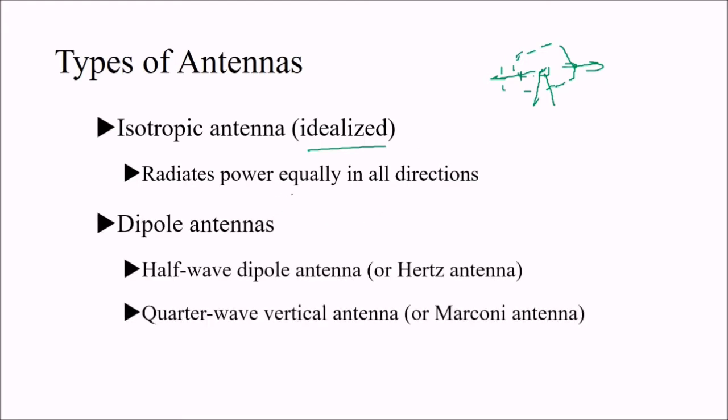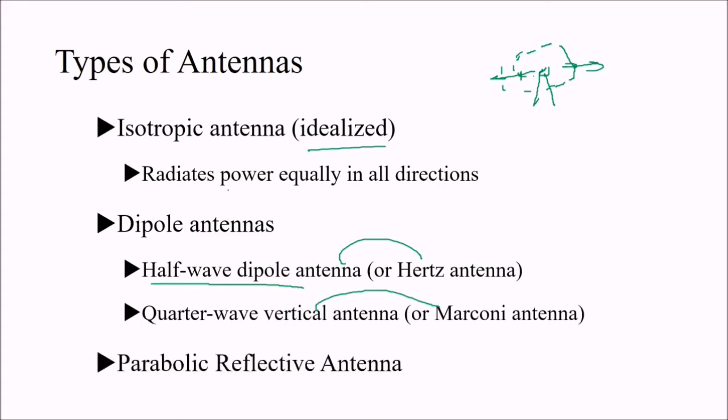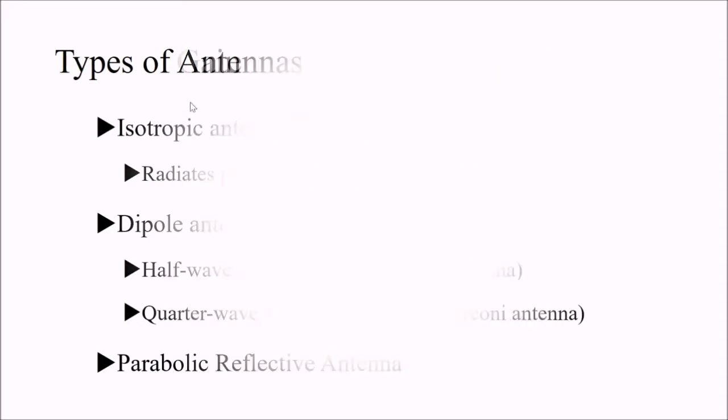Then we have dipole antennas. In this we have two types of antennas, the Hertz antenna and the Marconi antenna. The half wave dipole antenna is also known as the Hertz antenna, and the quarter wave vertical antenna is the Marconi antenna. We also have the parabolic reflective antenna, as you might have seen in your TV and radio station.